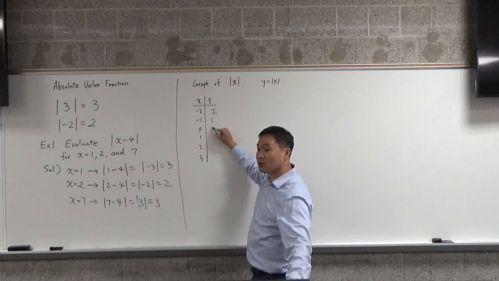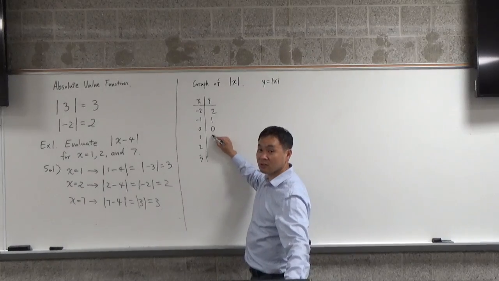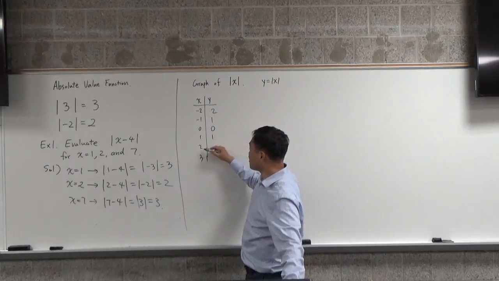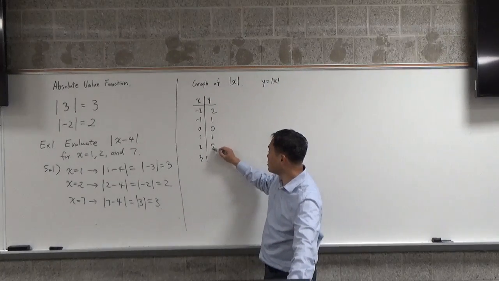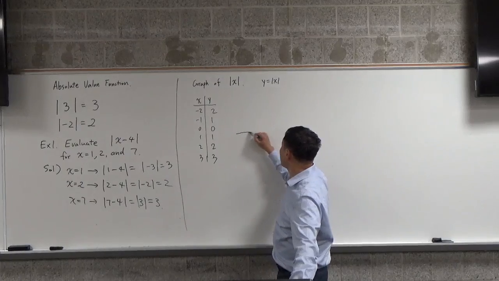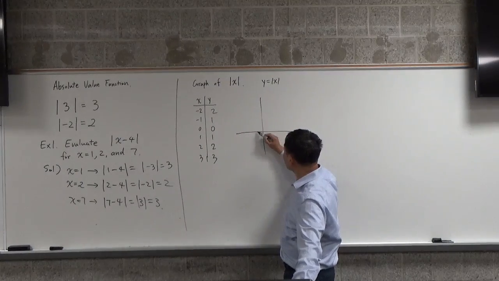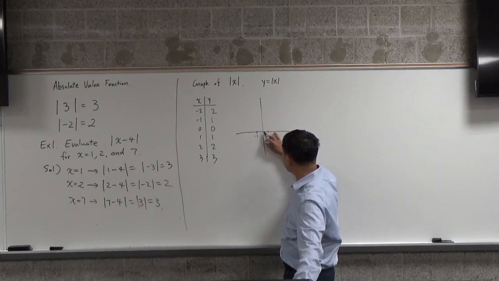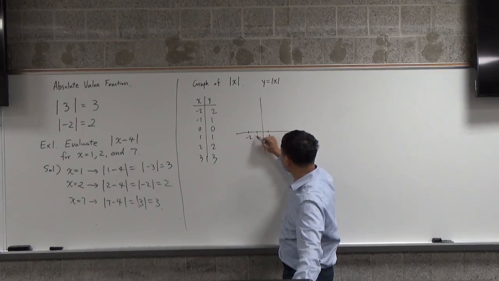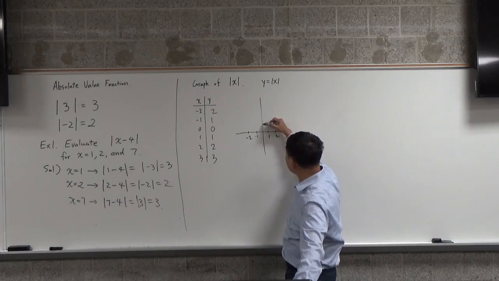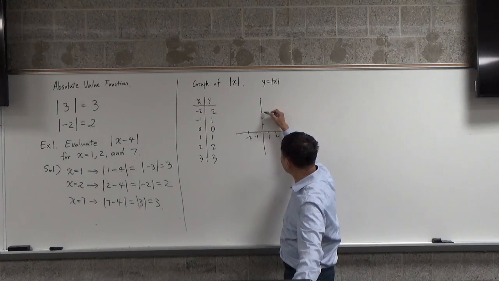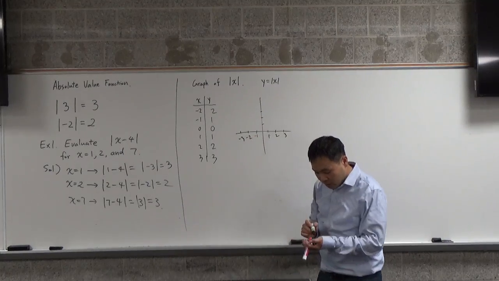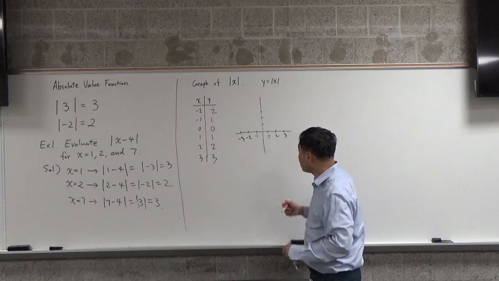Negative 1? 1. 0? 0. 1? 1. Right? Absolute value of 1 is 1, right? Absolute value of 2 is 2, and then 3. Okay? And then you plot this. So negative 1, positive 1, negative 2, positive 2, positive 3, 1, 2, 3. So now you have the following points.